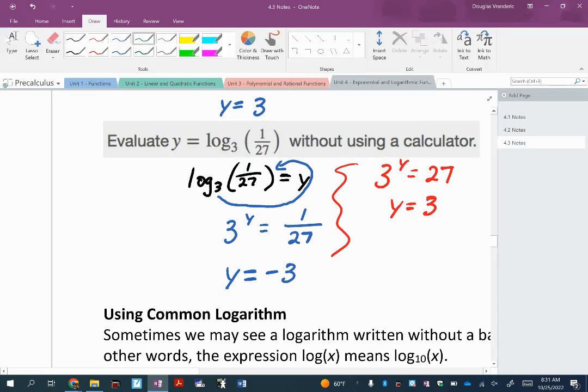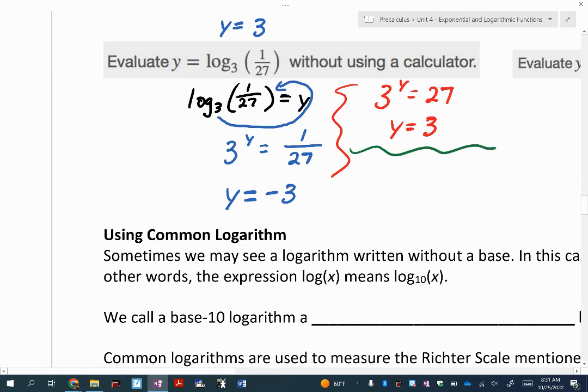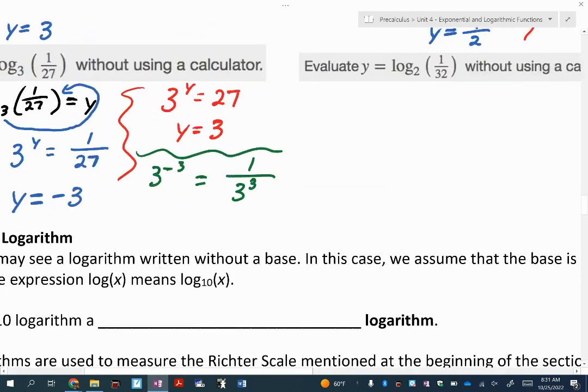If you think back, 3 to the -3rd power, from your days in algebra, is the same as 1 over 3 to the +3rd power, which would be 1/27. All right, so hopefully that helps your brain do that one. Let's try this one.